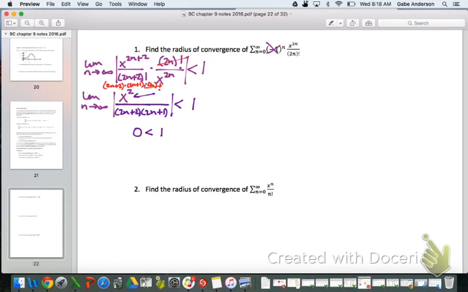Okay, so then we ask ourselves, what does this mean as far as a radius of convergence? Well, for what values of x do we get this relationship? In fact, if you think about it, this relationship right here doesn't depend on x at all, right? 0 will always be less than 1. So this relationship does not depend on x at all, and so I would say that our radius of convergence is infinity. It doesn't really matter what you plug in for x, you're going to get a convergence.